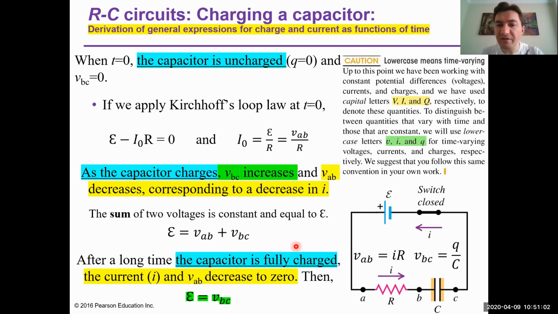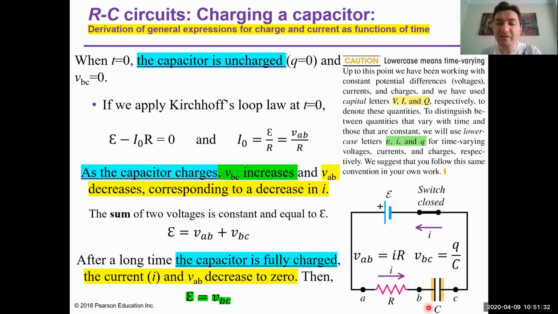But what we are seeing here is that over time this VBC potential difference increases. Since the EMF is constant, VAB should decrease. Indeed, it is decreasing because the current decreases. So after you have waited a long time, the capacitor is fully charged.